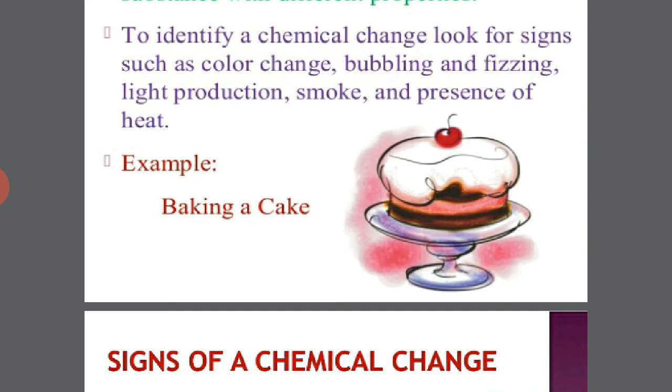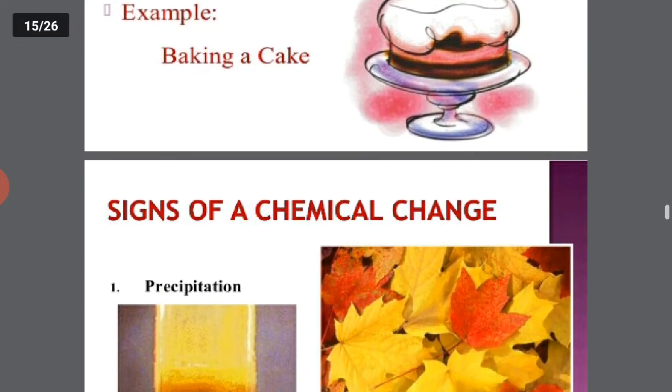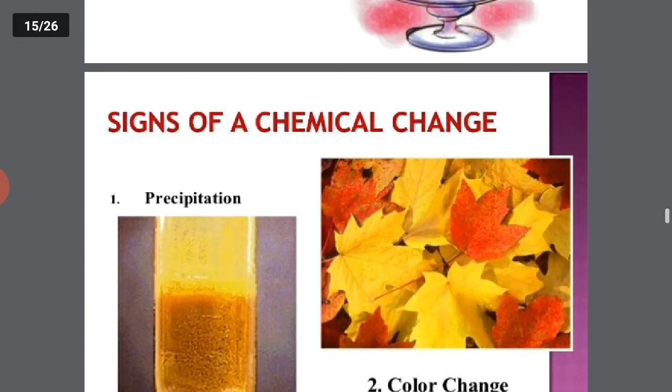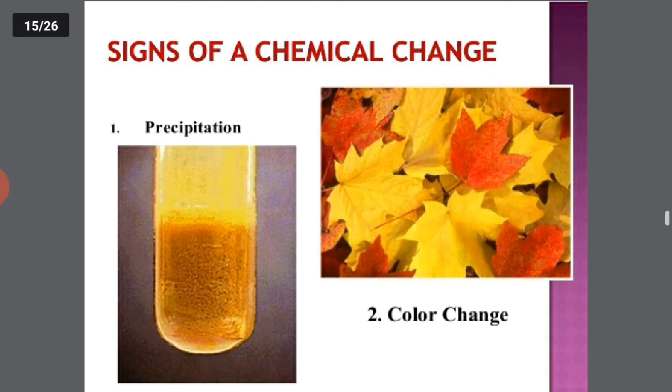We cannot reverse this change. We will not be able to get it back in the same form. That's why we call it a chemical change. Sign of chemical change, you can see precipitation. In the test tube, you will see the liquid is there and it got converted in the form of precipitation.